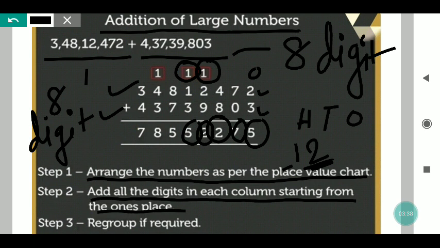Done. Now next one, 8 plus 7, a big number. 8 plus 7 is 15. So 5 we will write, 1 we will take as carry. 4 plus 3 is 7, plus 1, 8. Easy. Now 3 plus 4 is 7. Yes, so like this we will complete.